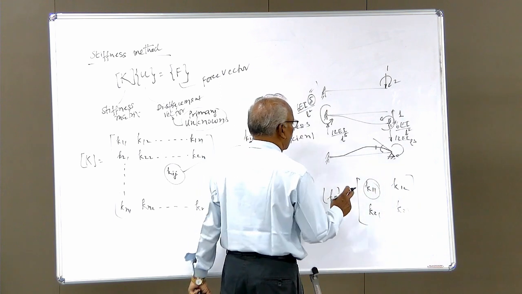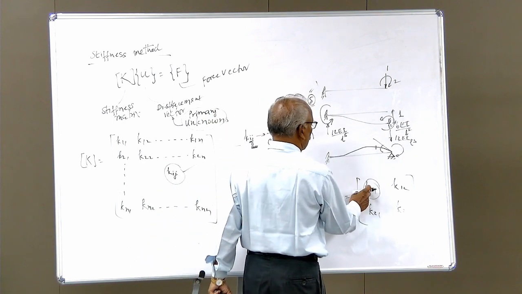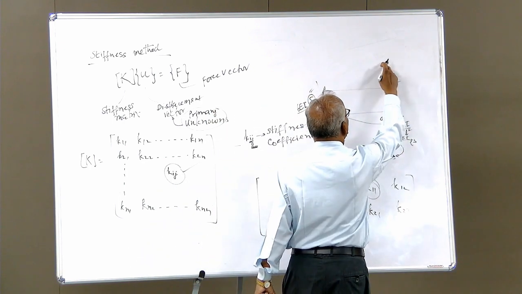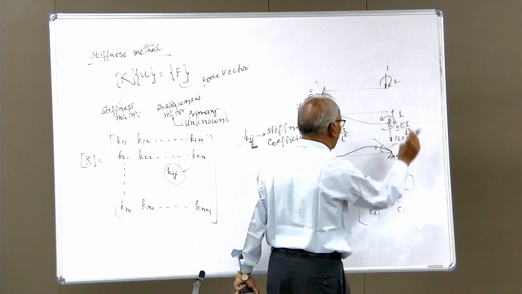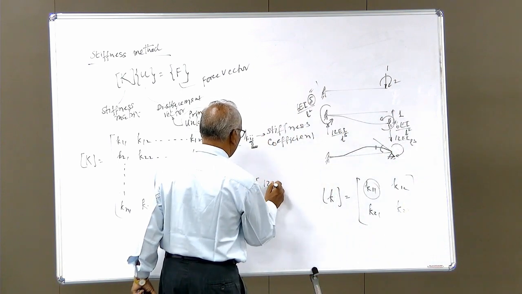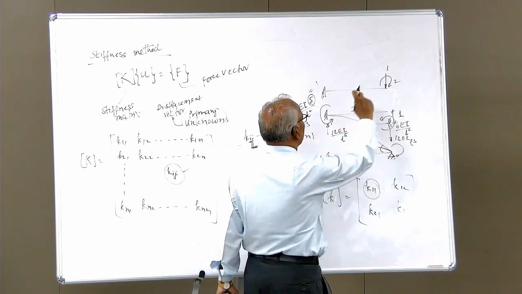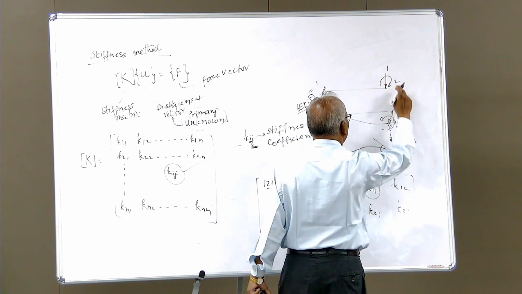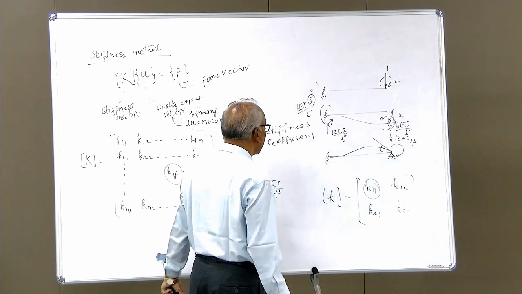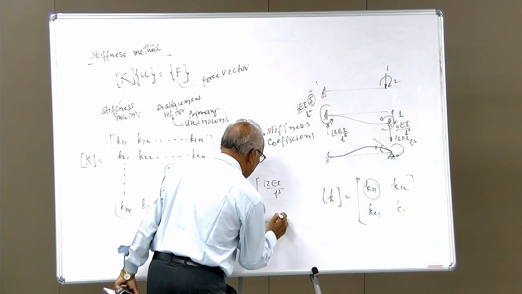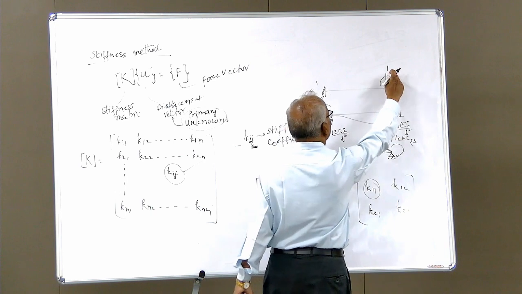Therefore, in this K matrix, K11 is the force developed along coordinate 1 due to unit displacement along coordinate number 1, which is 12 EI by L cube. The force developed along coordinate 2 due to unit displacement along 1 is anti-clockwise, so 6 EI by L square anti-clockwise. Therefore, it is minus 6 EI by L square, because this is clockwise and this is anti-clockwise.